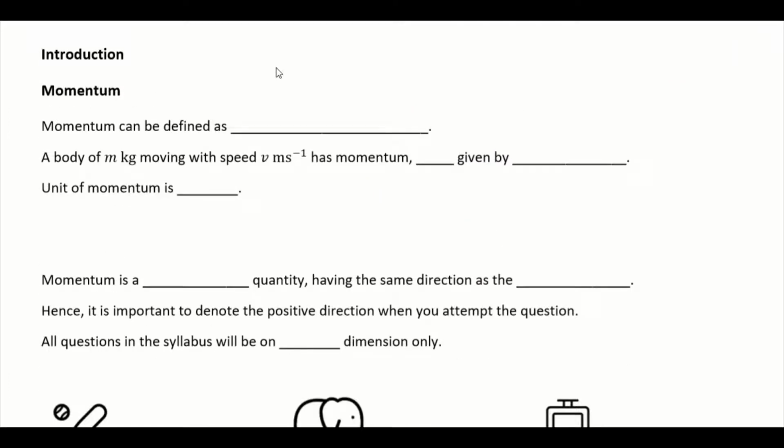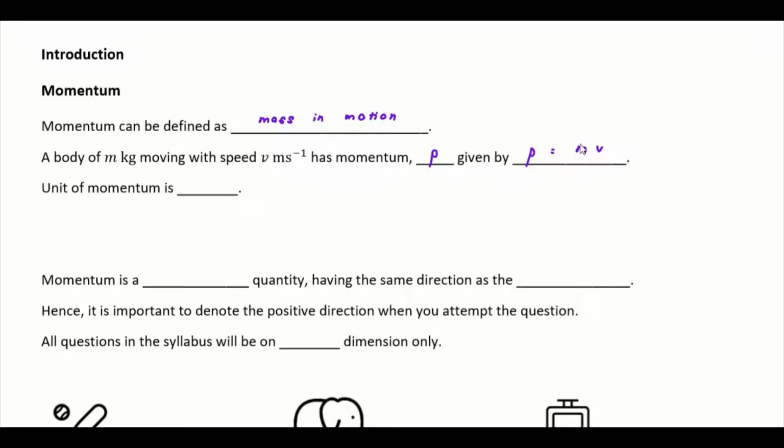Let's start with what is meant by momentum. Momentum can be defined as mass in motion, which means momentum tells us the amount of motion in an object with a certain mass. Every object has its own mass, so every moving object will have momentum. A body of m kg moving with speed v meters per second has momentum p. Momentum is denoted by the symbol p, and the formula is p equals mv.